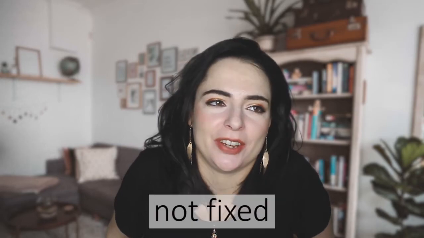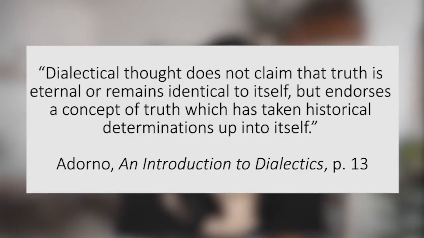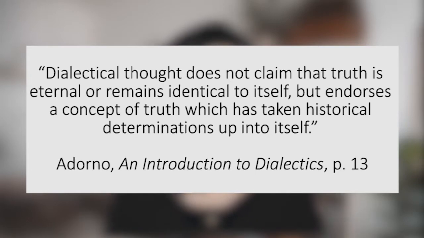Reification and hypostasis. Adorno explains further how concepts should not be fixed and reused without a critical awareness of that concept and corresponding thing in relation to its wider temporal context, where it sits in history basically. Just don't fix anything. He writes that dialectical thought does not claim that truth is eternal or remains identical to itself, but endorses a concept of truth which has taken historical determinations up into itself.